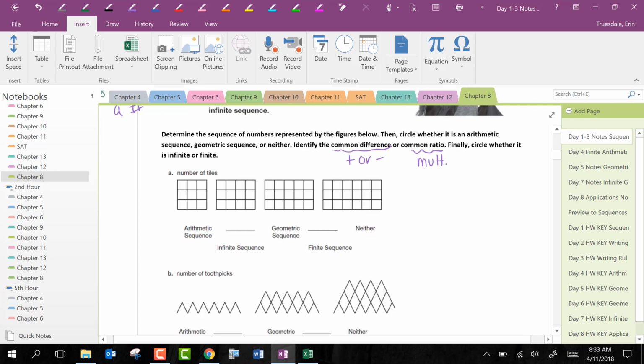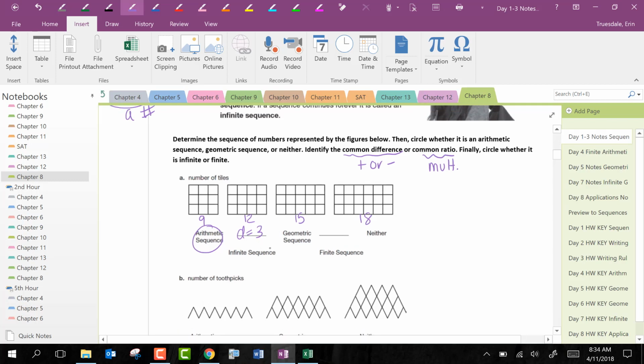If I look at the number of tiles here, I have 9 tiles to start, and then I have 12, and then 15, and then 18. When we look at those numbers, 9, 12, 15, 18, would that be an arithmetic sequence or geometric? Arithmetic. Good. Arithmetic, because what are we adding to it each time? So D equals 3. Every time it's going up by 3. Could this pattern conceivably go on forever? Yeah, so this is an infinite sequence.